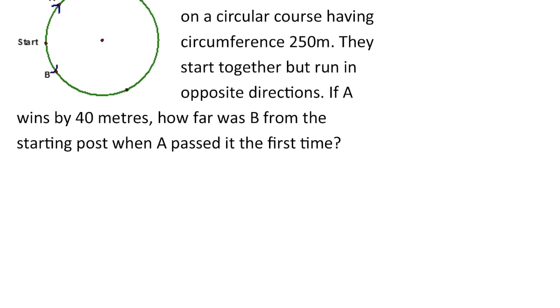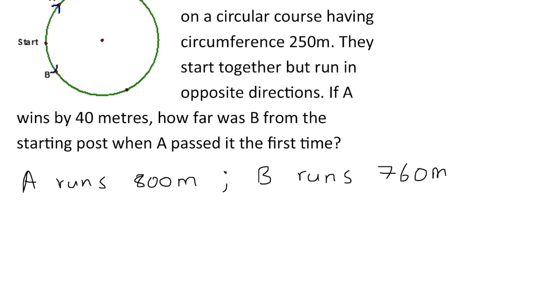Okay, so the first thing that we have to consider here is that A wins, right? So A runs 800 meters, and that means B runs 760 meters because A wins by 40 meters. That means B was 40 meters behind A when A won this race.